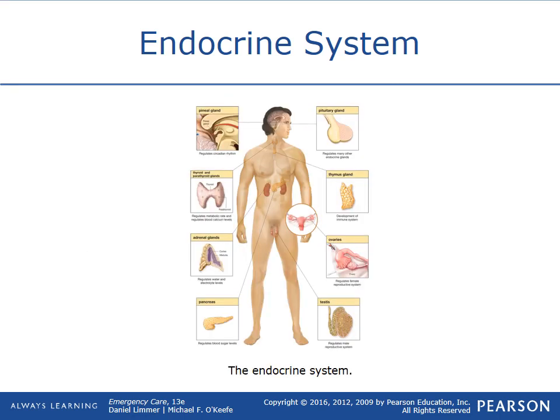The endocrine system then has other parts too that regulate hormones. You have the pituitary gland, the thymus gland, the ovaries, the testes, the pancreas, the adrenal glands, the pineal gland, and the thyroid also.